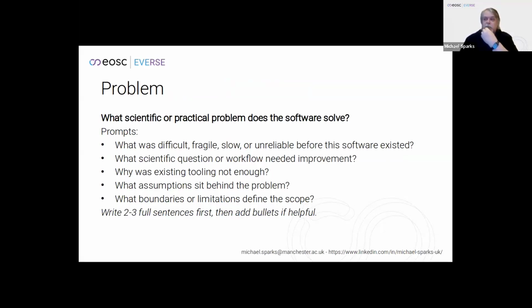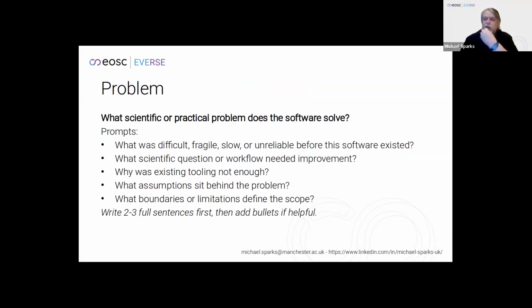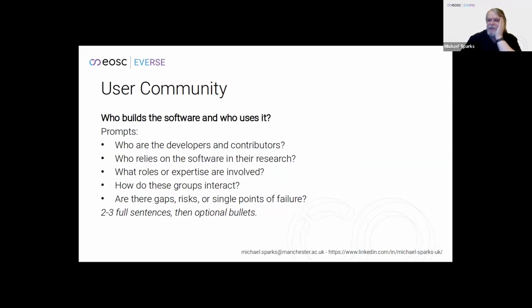So there's going to be a problem, a user community, technical aspects, and you'll notice that what we've got here is a bunch of different questions. Problem: what, why, what. Lots of different questions. User community: who are the developers, and so on and so forth. All these different things.